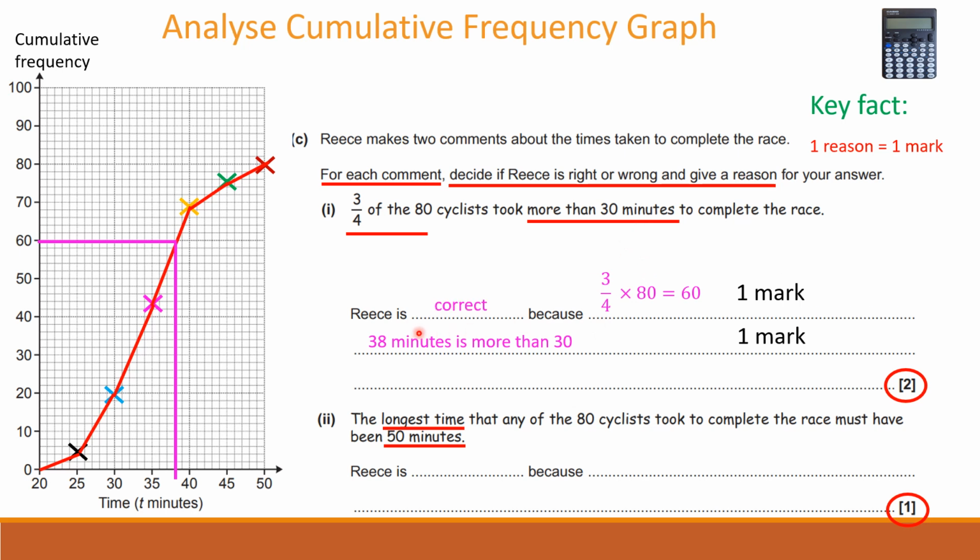So that means that Reese is correct for your second mark. So you need to give a reason and you need to say whether he's correct or incorrect to get the 2 marks on this question. The next part, we're looking at the longest time.